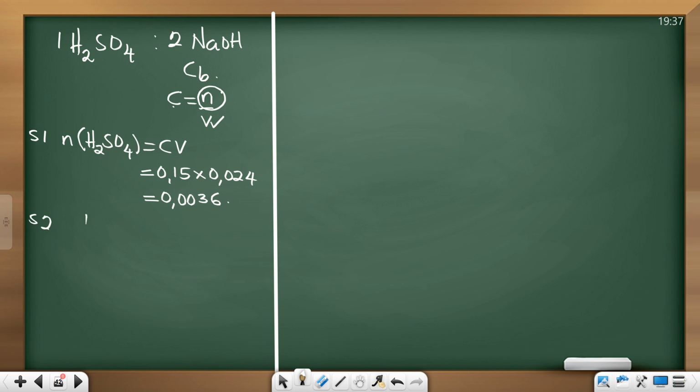What is step two? Mole ratio. H2SO4 and NaOH. What's the mole ratio? I know this one, right? 0.0036 over N. Okay, we cross multiply. What am I going to get? N will be what? 0.00 what?